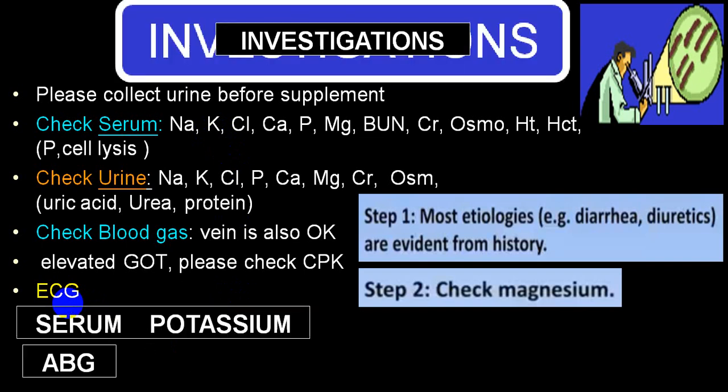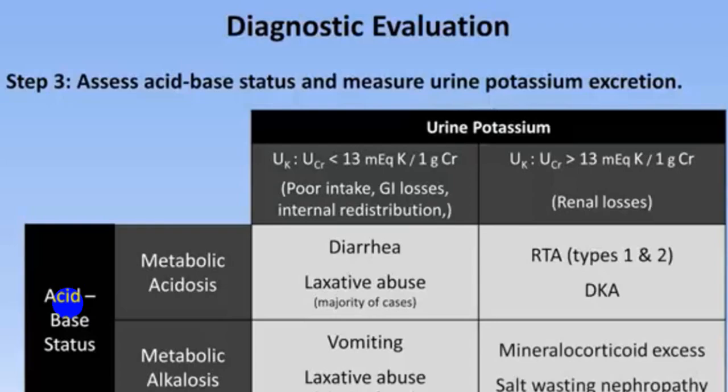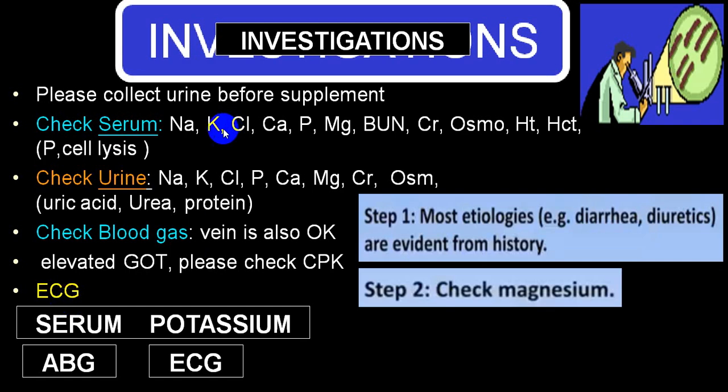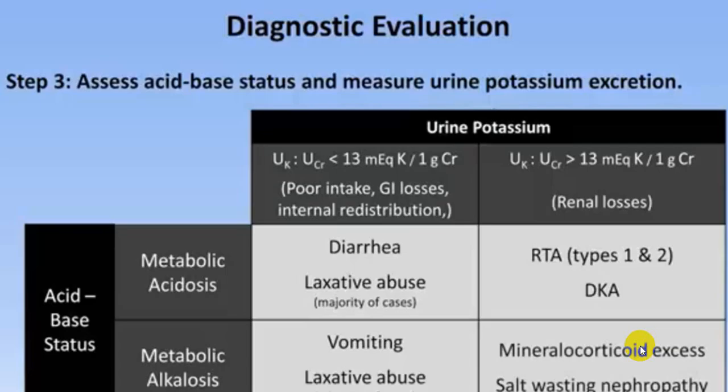So serum potassium, ABG, ECG, and urine examination for potassium, chloride, and pH should be done. So do look for those conditions. So urinary potassium, where there is a high, it is renal loss. If it is less, it is GI tract loss. Usually the figure which is being kept is 20. Here it is urinary potassium to creatinine.